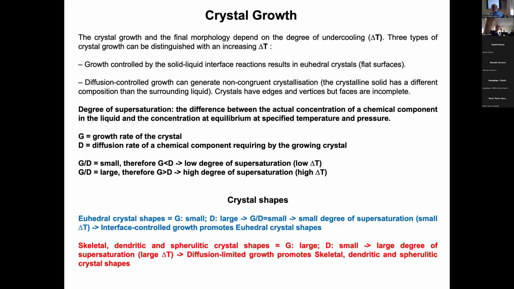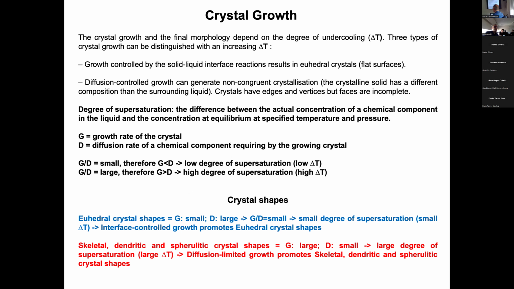euhedral crystal shapes, okay. So small growth rate, large diffusion rate, low undercooling. This is controlled by small undercooling. At the end, we have euhedral large crystals.